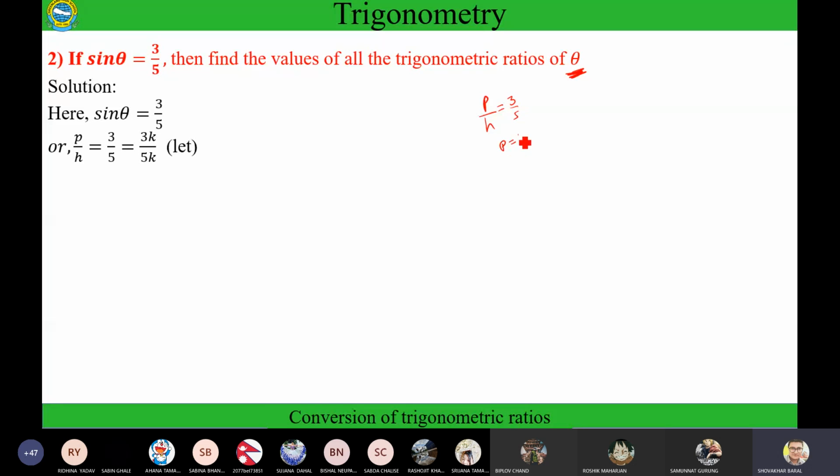If I just write P is equal to 3 and H is equal to 5, though this is not a mistake, it is incomplete here, because this 3 by 5 is the same ratio for 9 by 15 also. Then I would have to say P is equal to 9 and H is equal to 15. So it does not include all the values. We cannot say simply that the values of P and H are 3 and 5.